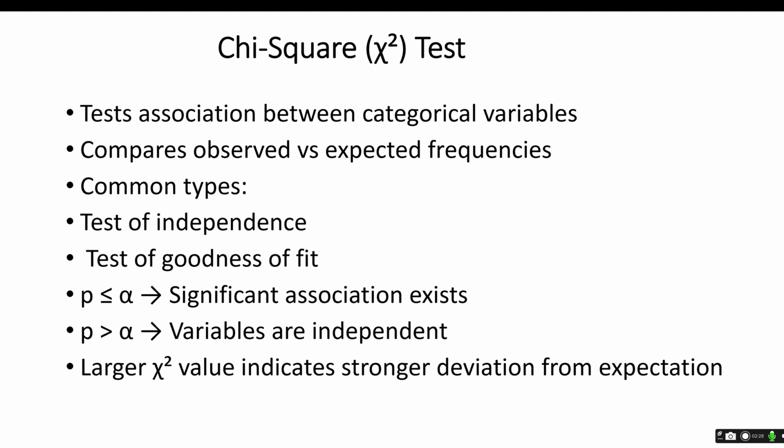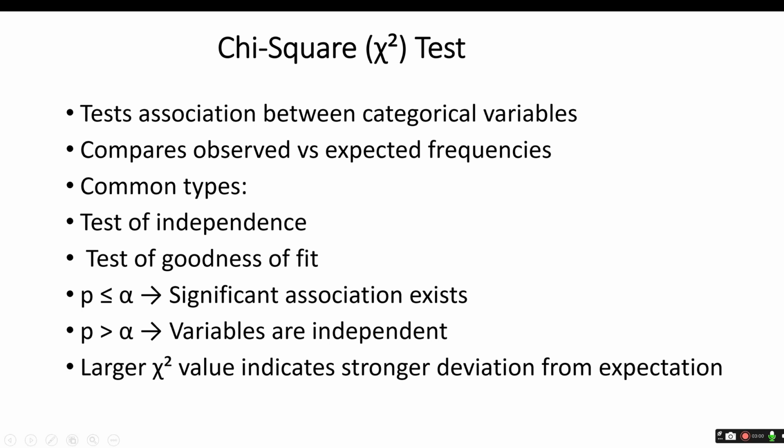Here comes the first, the chi-square test. The chi-square test tests association between categorical variables. It's a test to see whether the given observation is in association with a certain ratio or with a certain trend. Whatever observation we found, whether it is in association with a certain trend, whether we need to check it with yes or no, we do the chi-square test. It's also called a test of independence or test of goodness of fit.